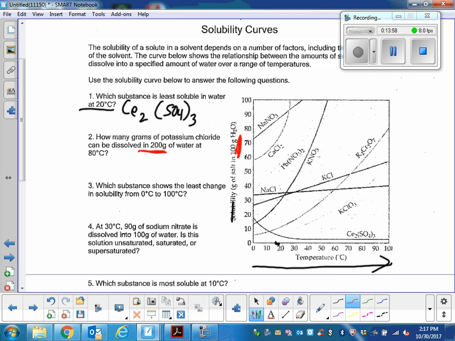Do we recognize the formula for potassium chloride? Which is potassium chloride?